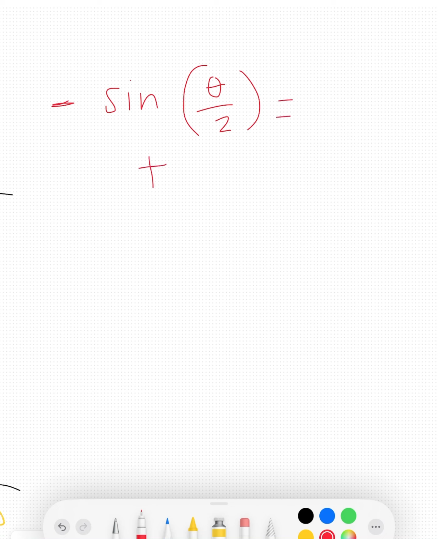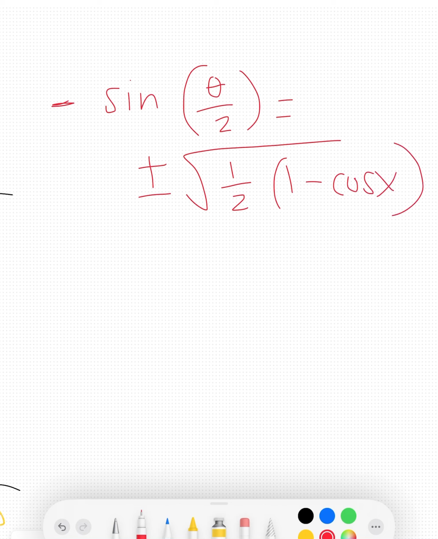So this would equal plus or minus the square root of 1/2 times 1 minus cosine of x, okay? So this formula isn't complicated except for this thing right here. Because when you're writing your answer, you cannot leave it like this. You have to either put a positive sign or a negative sign.